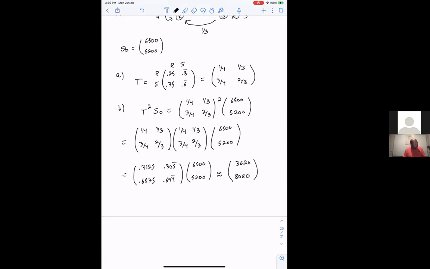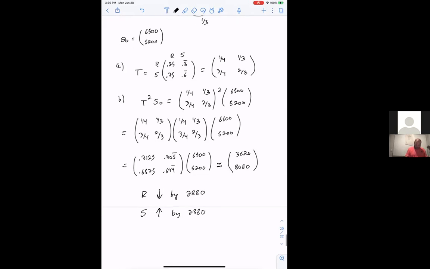So that is the distribution after 2 years, which means R dropped by... well, it was 6,500 and now it's 3,620. So R dropped by 2,880 and S went up. It was 5,200 and now it's 8,080. It went up by 2,880. Well, okay, I didn't need to do that, obviously.